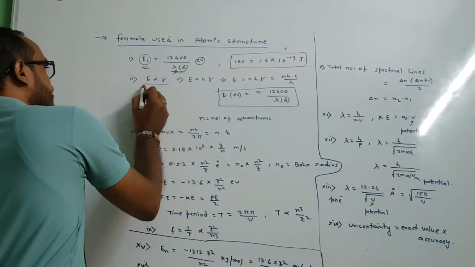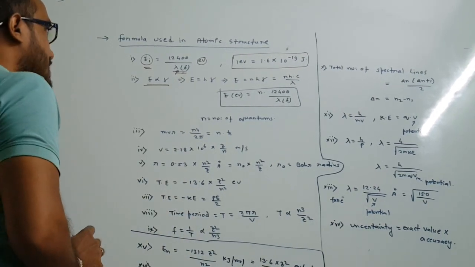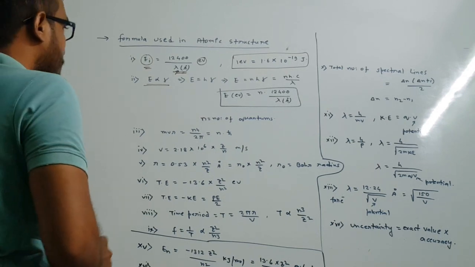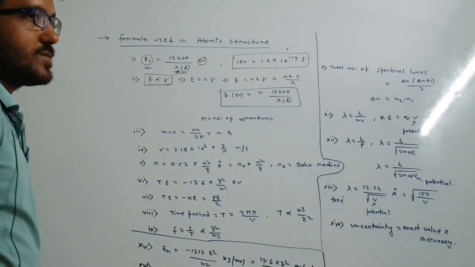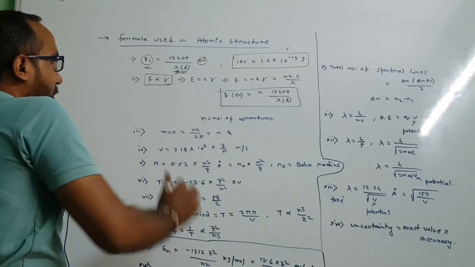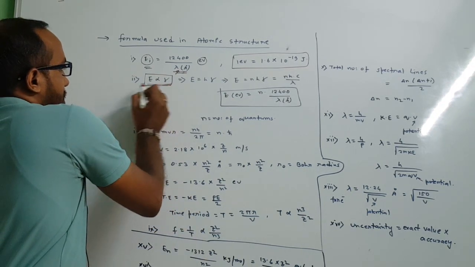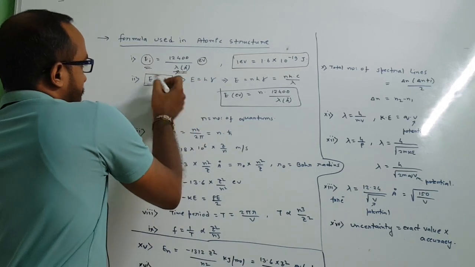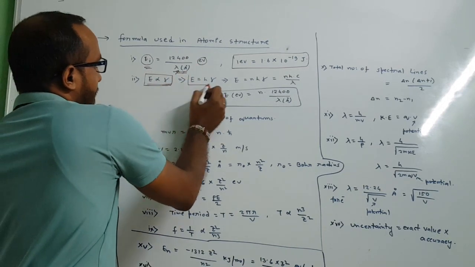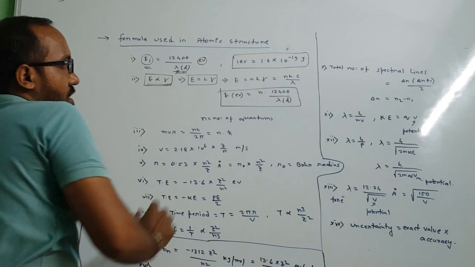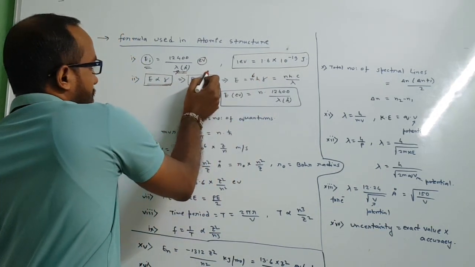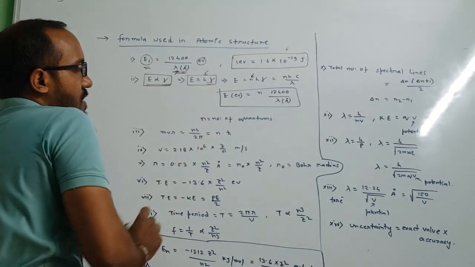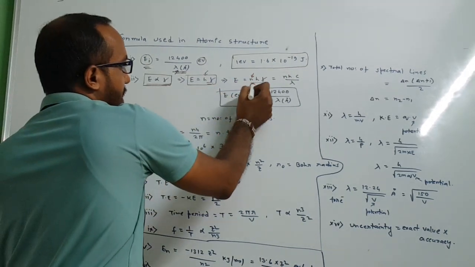See, the energy emitted or absorbed is for a particular frequency. So we can say energy is directly proportional to frequency of the light. If we remove the proportionality, we will get E equals h nu. This is for 1 photon. For 1 photon it is h nu, for n photons it will be n h nu.